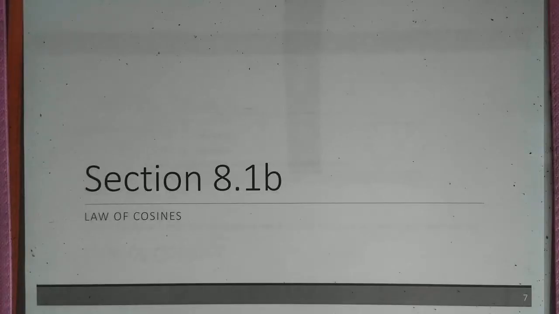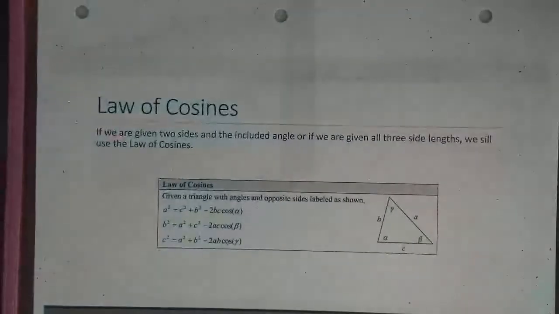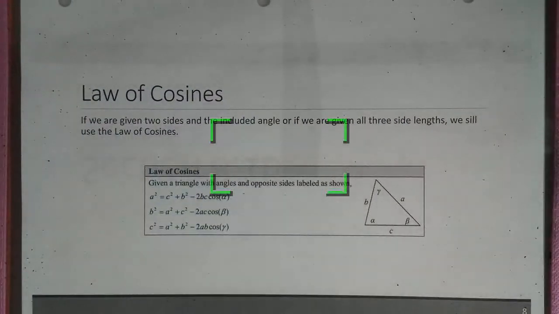In this section, we'll be looking at section 8.1b, which is the law of cosines, which is going to help us to solve triangles if the law of sines doesn't help. So if we are given two sides and the included angle, meaning the angle between those two sides, or if we are given all three side lengths, we will use the law of cosines.